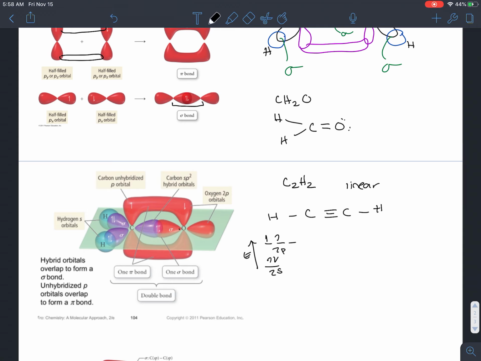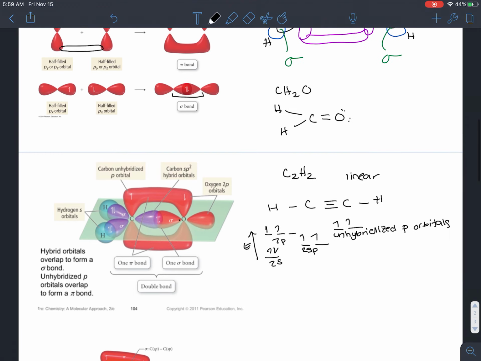So does that make sense? Does that give me my linear shape? Well, not really, because those are in the p orbitals. They have to be just completely around the central atom. So what happens here is the hybridization will be 2sp for all of them, with two unhybridized p orbitals. And those unhybridized p orbitals will form the triple bond.